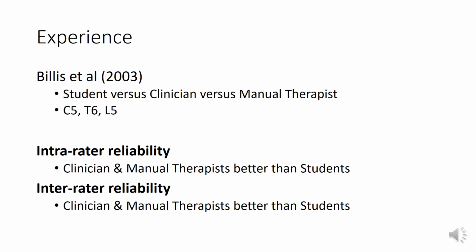As an aside, if you remember, previously we mentioned the increasing reliability as the level of the spinal segment gets lower. In this study by Billis, the opposite occurred. The lumbar level had the worst reliability compared to the cervical area.